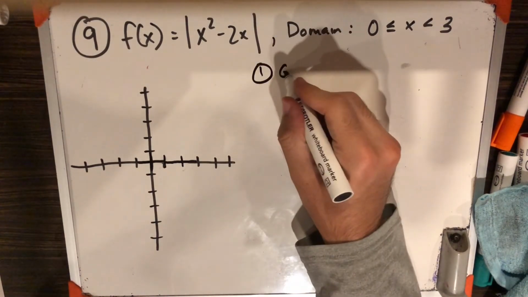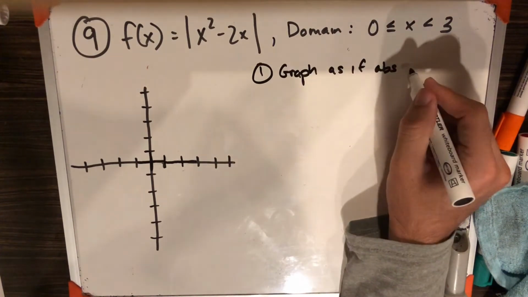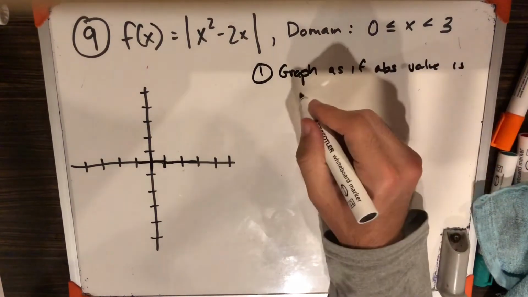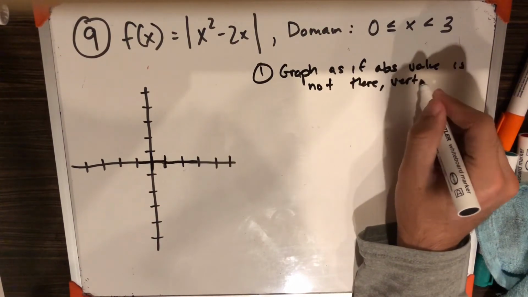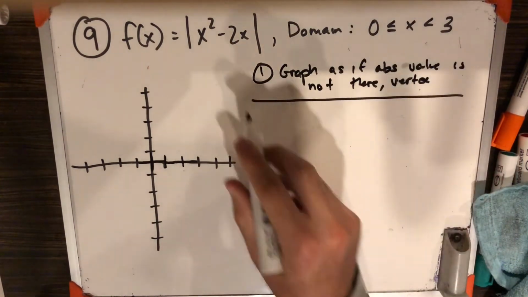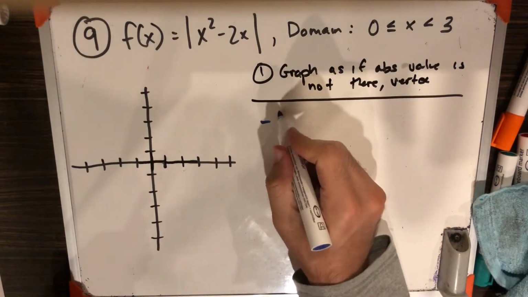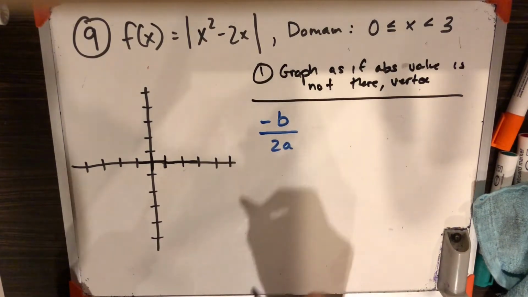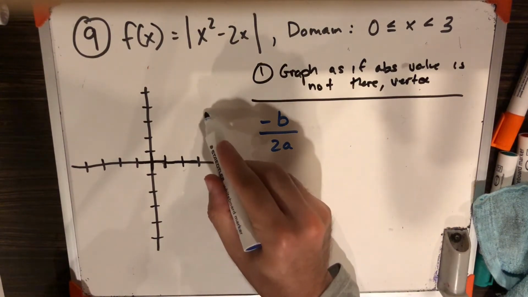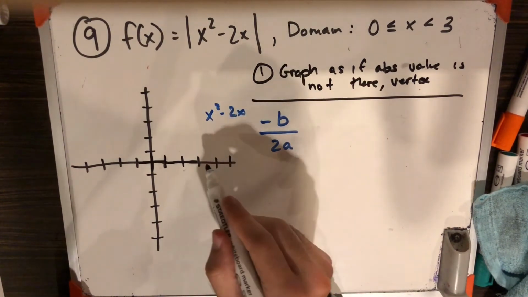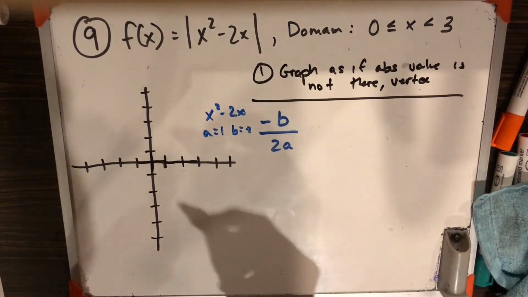Your first step is to graph as if absolute value is not there, right? You need your vertex first. So really what you're looking for is your vertex. Okay, so this is a quadratic. Of course, it's going to have a vertex. So the question is, how do we find vertexes? Well, we find vertexes by using negative b over 2a. Again, what are we actually applying? We know x squared minus 2x, again, without the absolute value, so I know a is equal to 1, b is equal to negative 2, right?